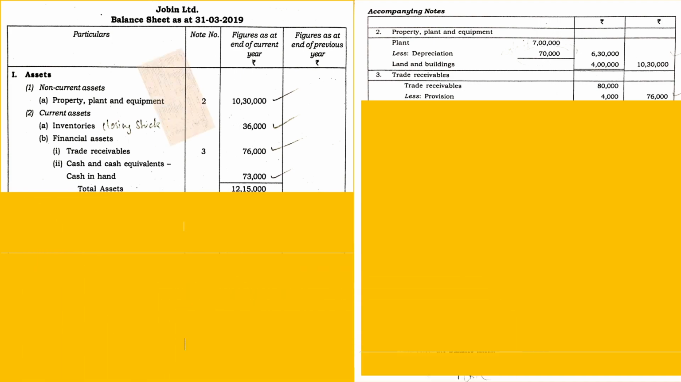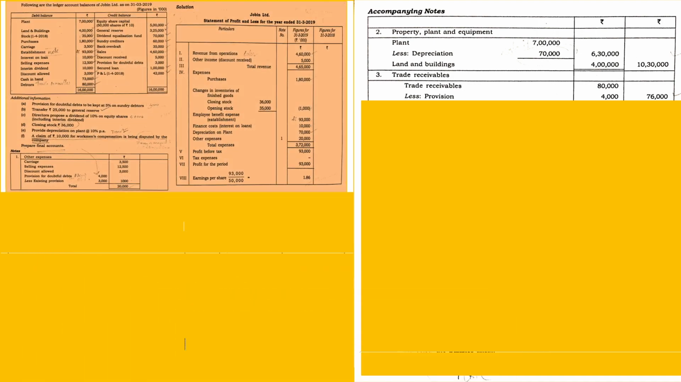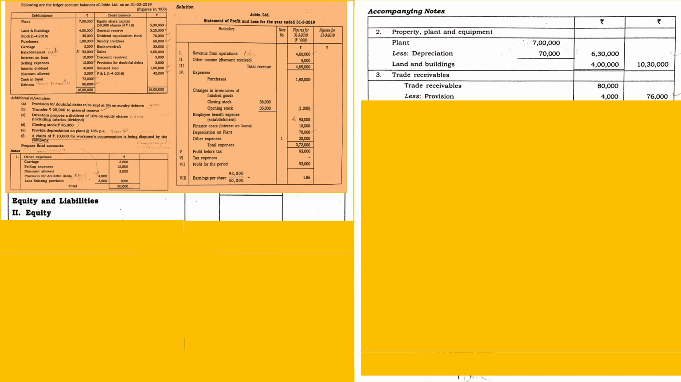Now you can go for the other side of the statement of financial position, that is the liability side. So here again the question pattern. We will begin with liabilities. First of all, you have to write the heading equity and liabilities. Under that heading, we will begin with equity. So under equity, you have to show the details of share capital and other equities. So first of all, let's deal with share capital. Here share capital amount is given: 50,000 shares of 10 each.